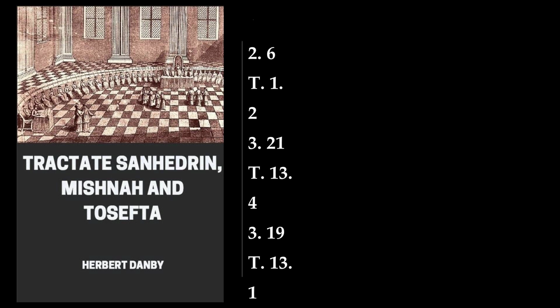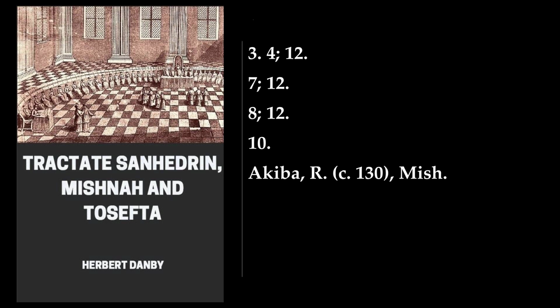T 13. 1. Rabbinical authorities mentioned or quoted in text. Abba Shaul, c. 150, Mish. 10, 1, TOS. 3, 4, 12. 7, 12. 8, 12. 10.